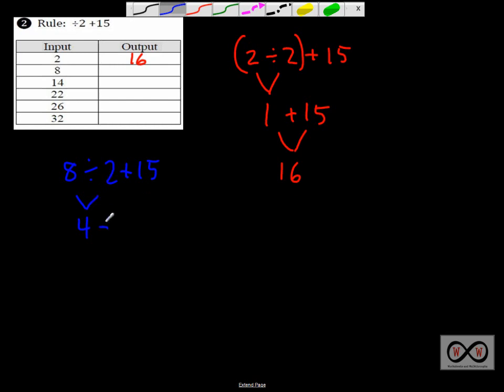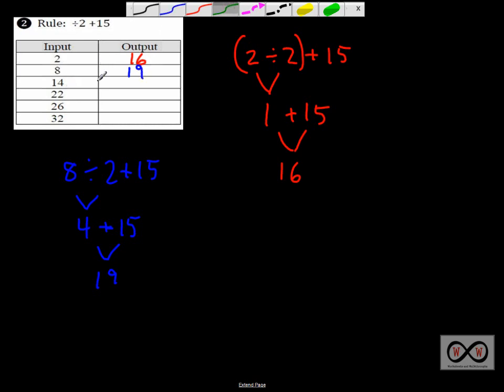Then we're going to add the 15 to it. 4 plus 15, you could do that mentally. We've got 15 plus 4 more would give you 19. And that's what we'd output. You'd input an 8, output 19.